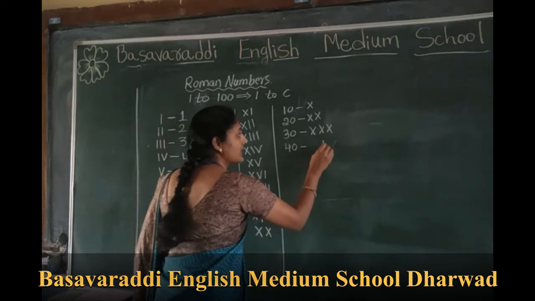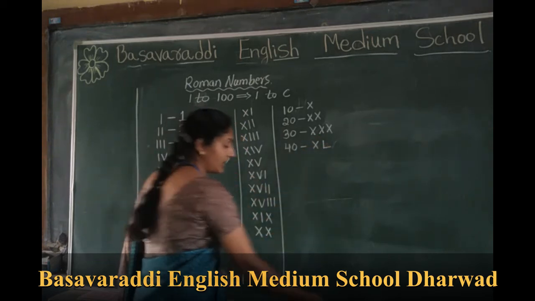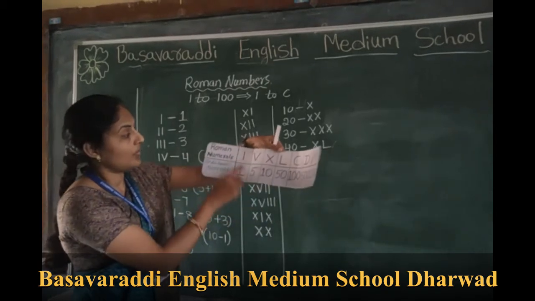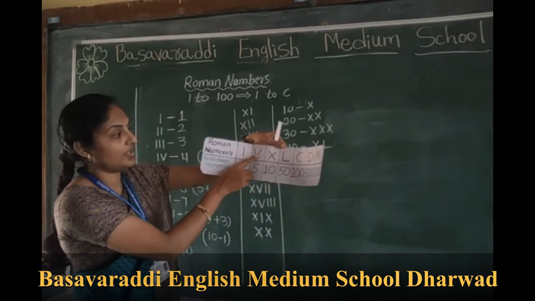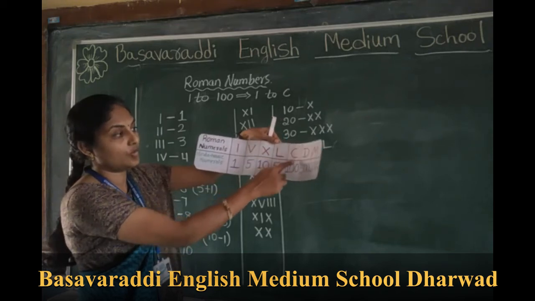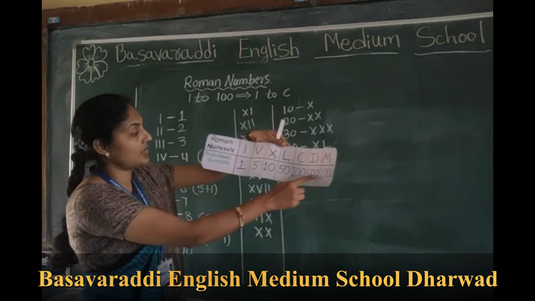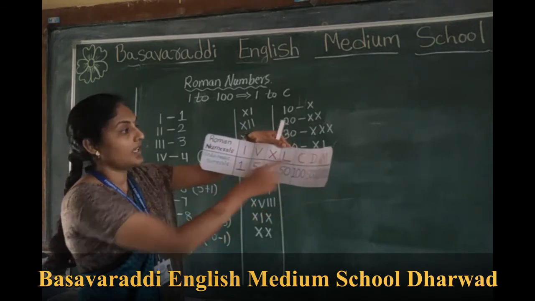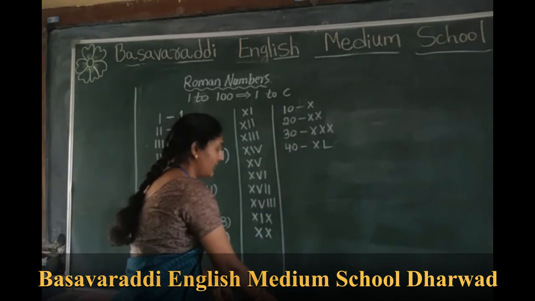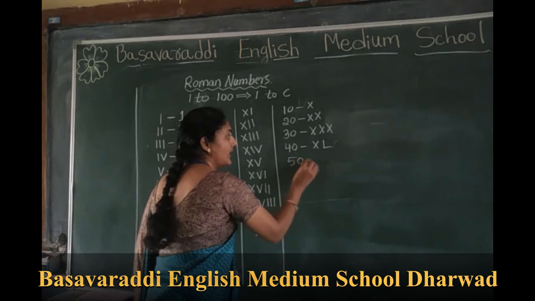So the X is subtracted from the L. What is the value of the L? We already learned in the basic symbols. So I is equal to 1, V is equal to 5, X is equal to 10, L is equal to 50, C is equal to 100, D is equal to 500, M is equal to 1000. These are the Hindu-Arabic numerals and these are the Roman numerals. Then apply here. So L is equal to 50. The value of the 50 is L.